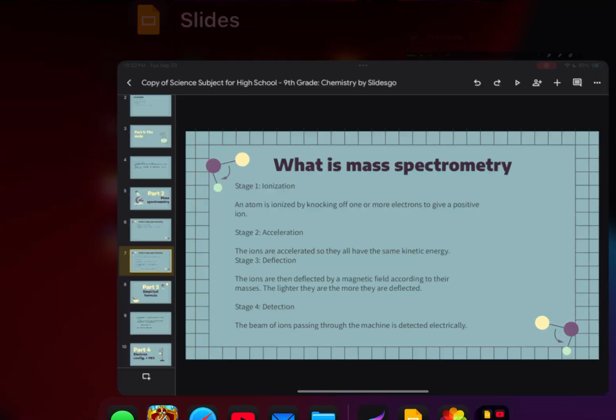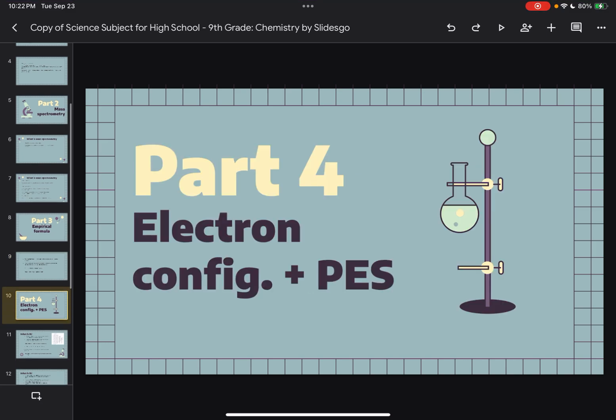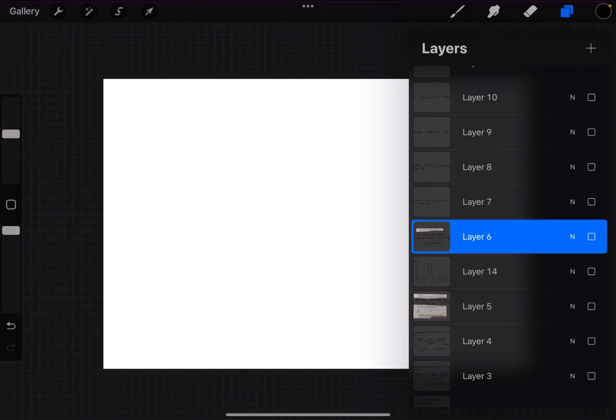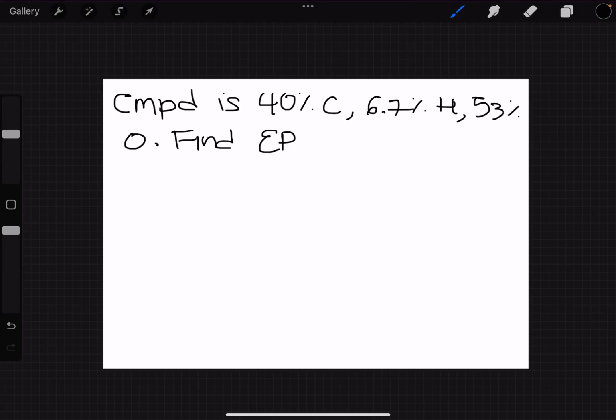Okay. And then we're going to empirical formula. It's just the simplest whole number ratio of atoms in a compound. It's pretty simple, and this is just review, so I'm not trying to teach you anything new. It's just going over basic concepts and what Miss Corbett may ask you.